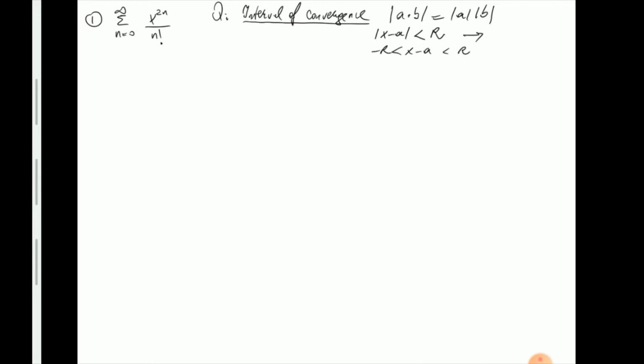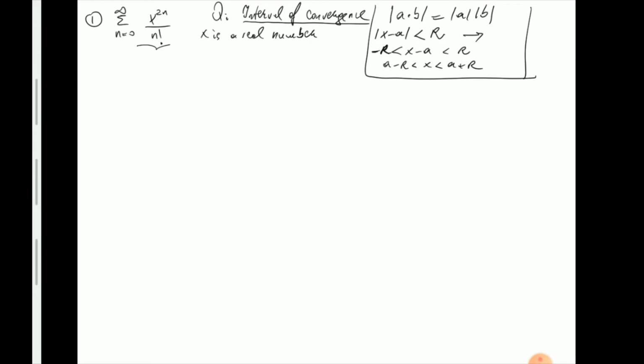Then if you add a on both sides, that's a − r < x < a + r. So these algebra rules will appear often when you check for convergence of power series. So we're going to begin with the ratio test. Now remember, at this point, x is a real number. It can be positive or negative. And don't forget the absolute value when you come up with the ratio test.